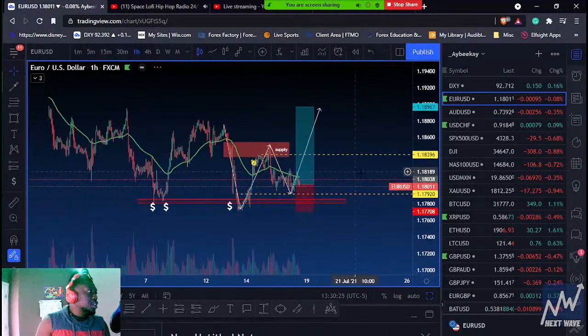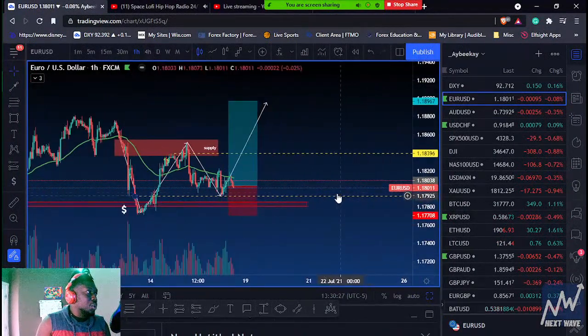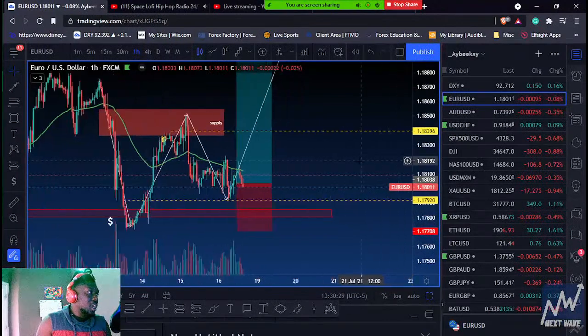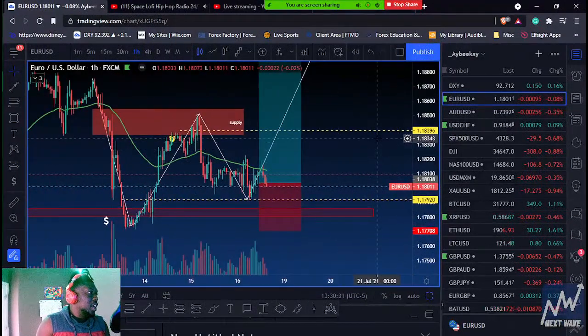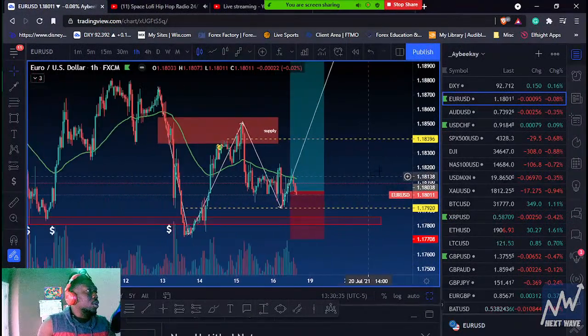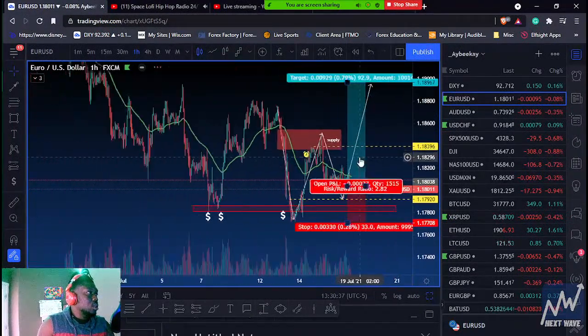Going over to here, this was a trade opportunity that I was looking at, but it was Friday, and I'm like, you know what? It's Friday. I'm not even gonna go too crazy with this. But overall, this is what I had wanted to see.